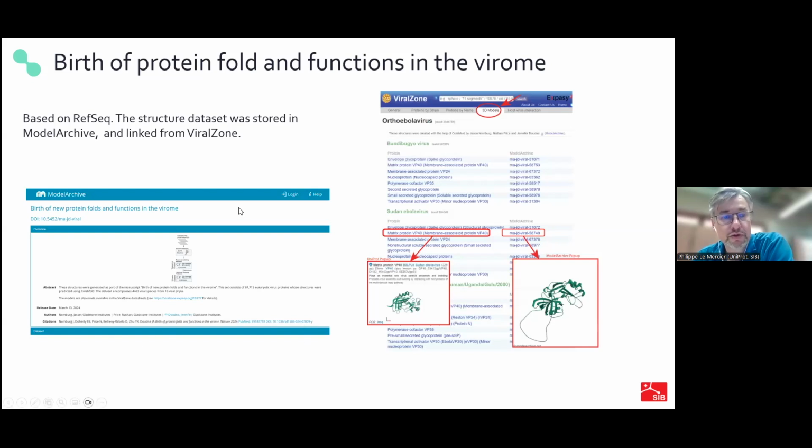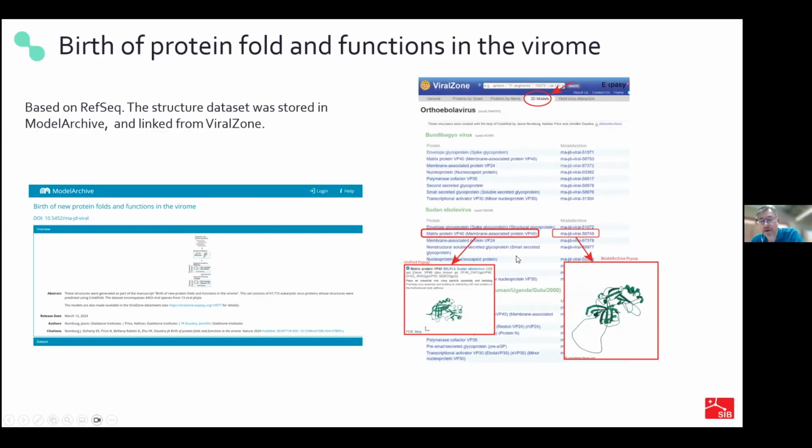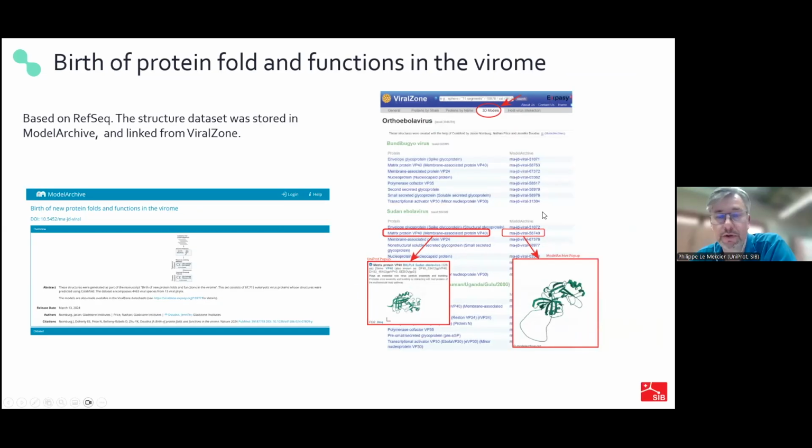So the first one I told you is based on RefSeq, which is pretty good, and it was inserted in ViralZone, so it's available in Model Archive, which is a database for every modeling structure. And you can access it in ViralZone, where you have a ViralZone page, for example, for Ebola virus. You click on 3D models, and you have access by taxonomy of viruses to the models which are there that you can download and use from Model Archive. So this is the first one.